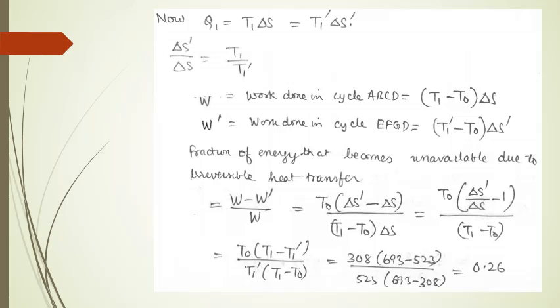So T1 delta S is the amount of heat transfer for the reversible heat transfer when there is no temperature difference between these two substances, and T1 dash delta S dash is the amount of heat transferred from the source when there is a temperature difference between the two substances, that is, vapor is condensing at 420 degrees Celsius and water is evaporating at 250 degrees Celsius. Now this gives us delta S dash upon delta S is equal to T1 upon T1 dash.